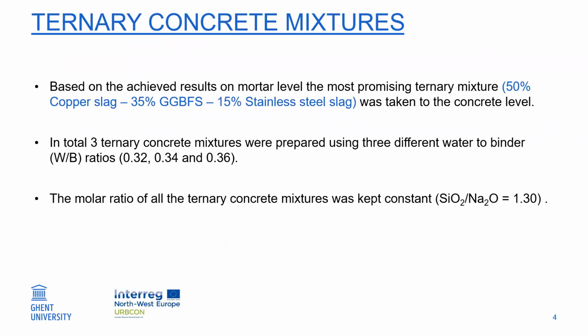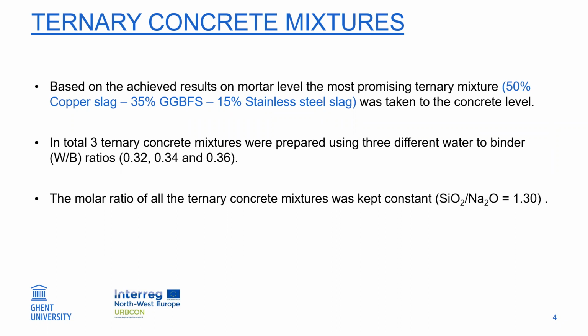Based on this introduction, and since stainless steel slag and copper slag can be found in huge amounts in Belgium, in this study, we came up with the idea to use these two less frequently used aluminum silicate sources as solid precursors together with GGBFS for producing a ternary alkali activated concrete mixture.